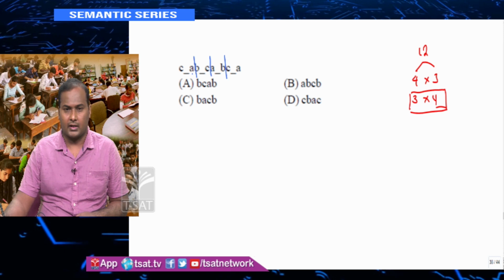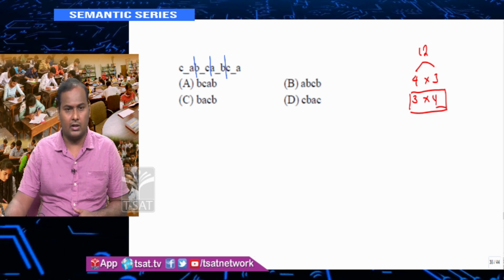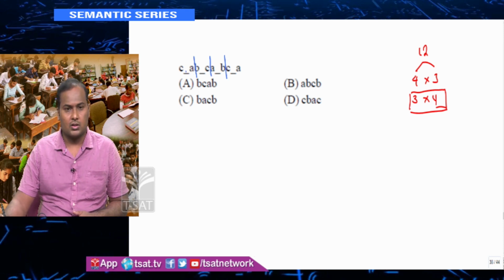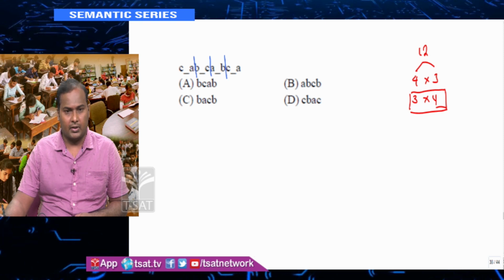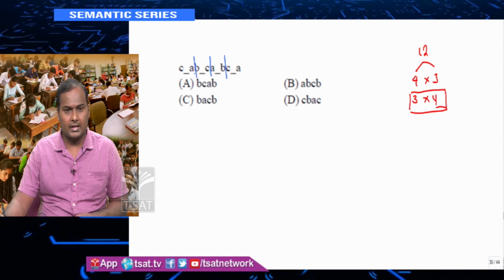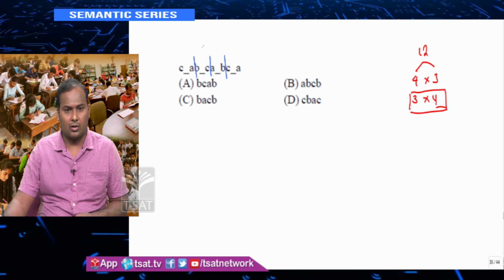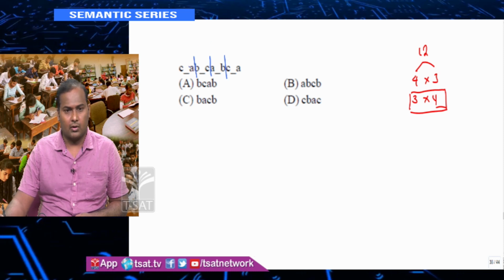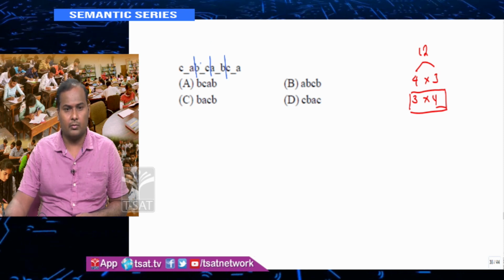Now, what is the second thing I have to do after division? After division, I will check for the common. So what is the common here? C gap A. Now this particular block, C gap A, is common with any other block, you need to check out. With the second block, it is not common because it's starting with B.